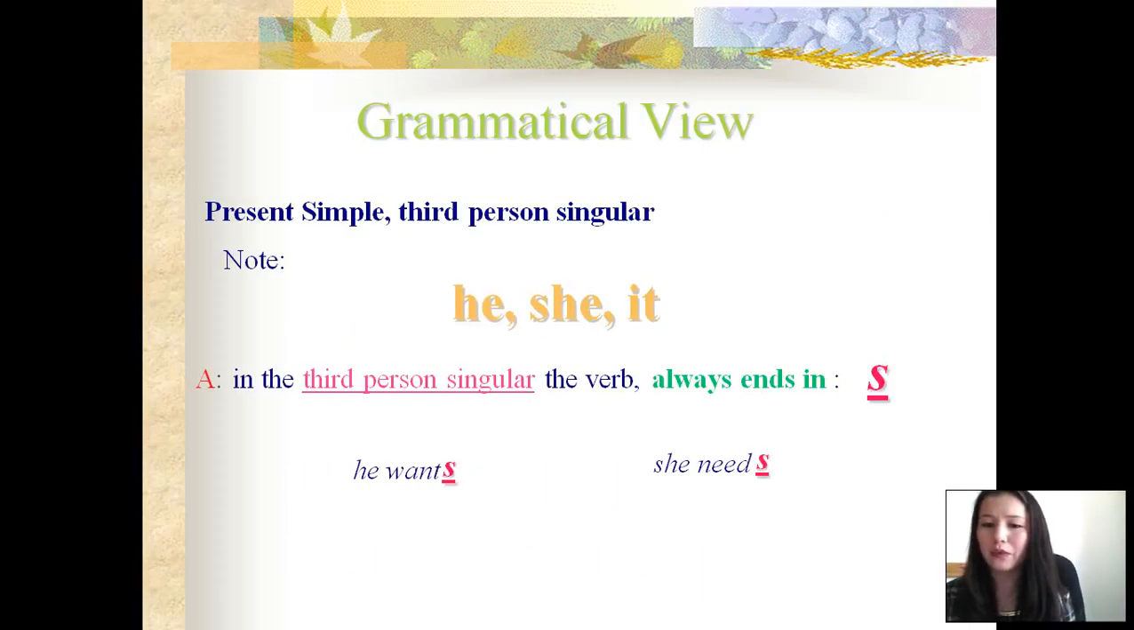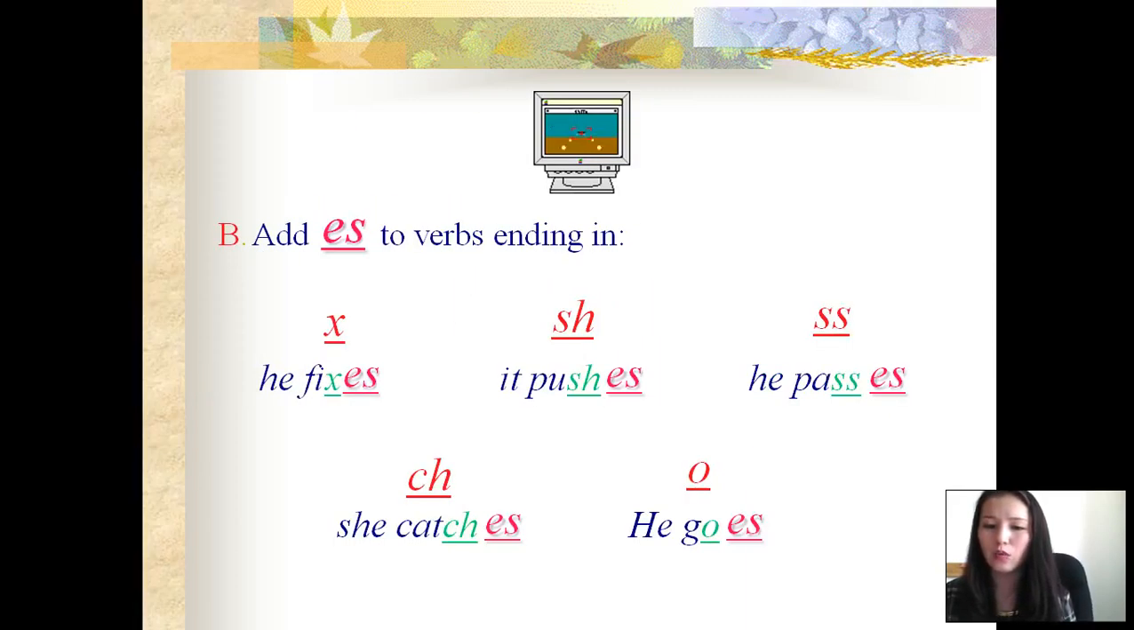Next one, the grammatical view. Present simple when it is the third person singular, when it is she, he, it. In the third person singular, the verb always ends in s. For example, I want and he wants. She needs, I need. Also we add es to verbs ending in x, sh, ch, and double s. For example, I fix and he fixes. It pushes. I pass and he passes. Also verbs ending in o. For example, she catches and he goes.